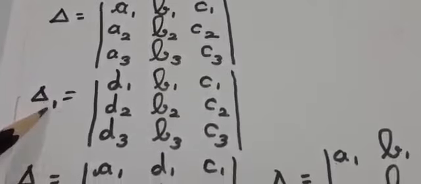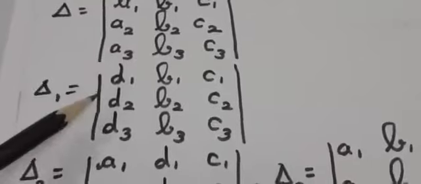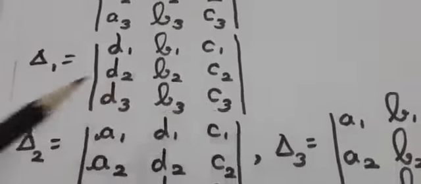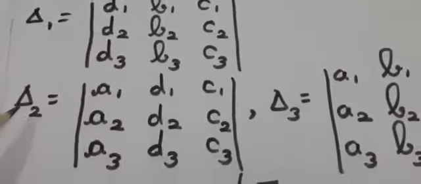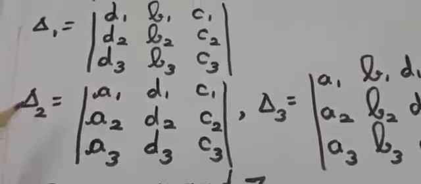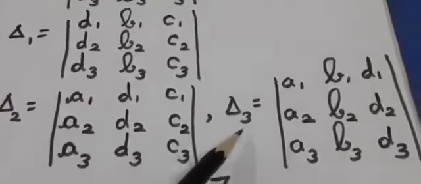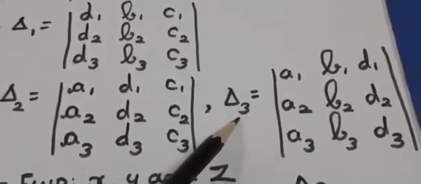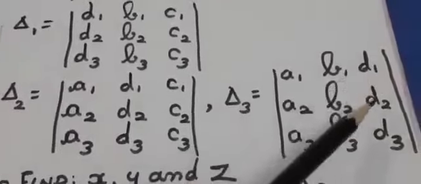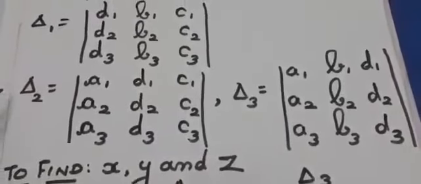In the first column, instead of a1, a2, a3, I am going to put the constants d1, d2 and d3, and the remaining two columns will be as they are. Coming to delta 2, I am going to change the second column, replacing it by the constants d1, d2 and d3. Coming to delta 3, I am going to change the third column, replacing it by d1, d2 and d3. Using this concept, I am going to calculate the determinant.